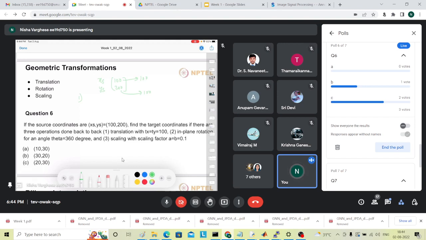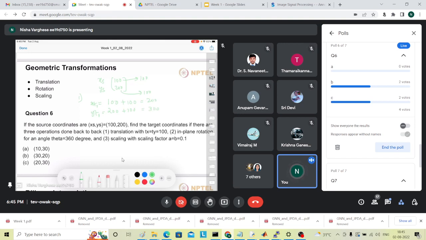Okay, so the source coordinate is 100, 200. First it is translated to some other coordinate using a translation value 100. So xs plus tx 100, then yt, xt1, yt1. First translation will give 200, 300.